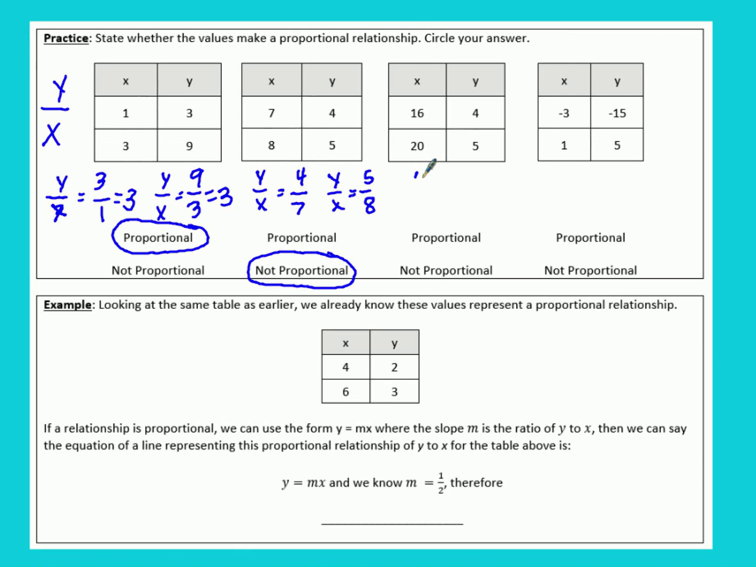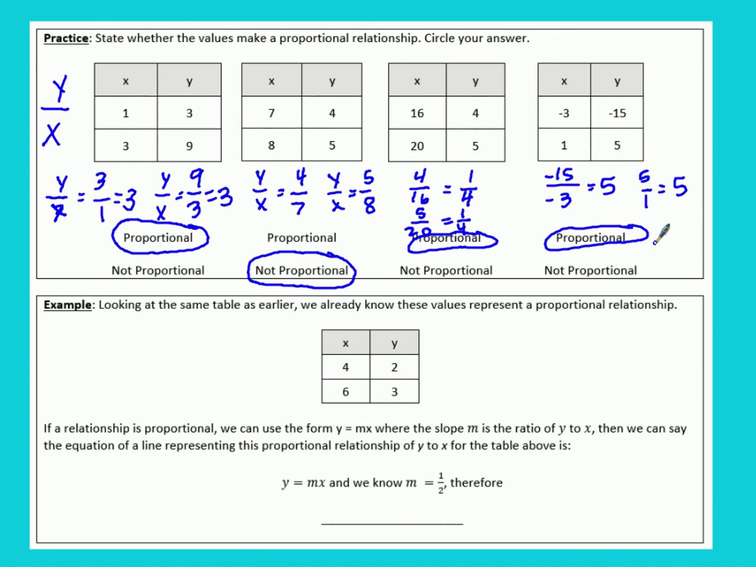In the next one, we have 4 over 16, and that simplifies to 1/4. And then our second y over x would be 5 over 20, which also simplifies to 1/4. So these two are equal, so we do have a proportional relation here. In this last one, we have negative 15 over negative 3. That equals 5. And then we have 5 over 1, which also equals 5. So this set of ordered pairs is proportional as well. So each of those ratios are equal there.